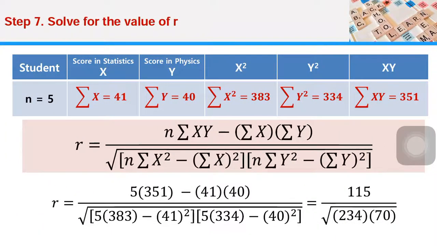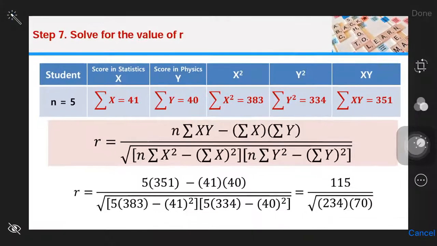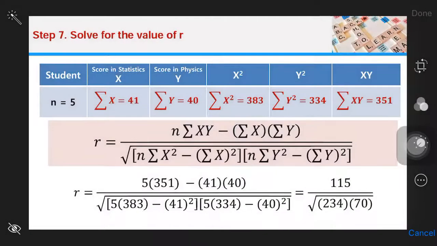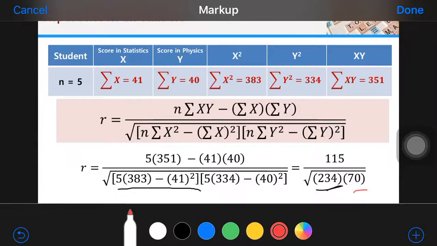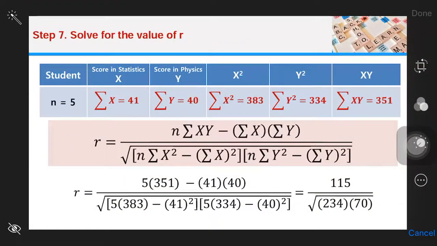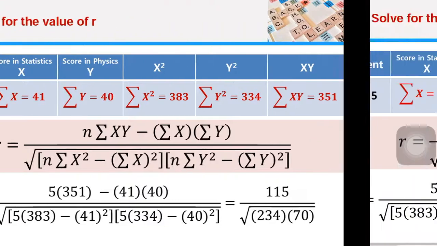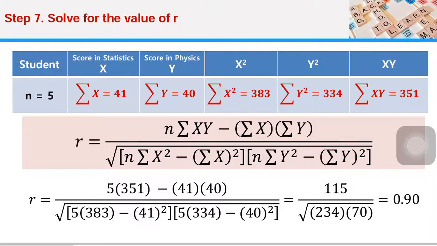If you'll solve, in the numerator part, you'll get 115. In the denominator part, the 234 is for the first one. I'm referring to this one. The 234 is this one, while the 70 is for the other one. We need to multiply the 2 before we find the square root. So, as we multiply both at the bottom and have the square root, our R is 0.90. That is our Pearson R, or our Pearson product moment correlation coefficient.